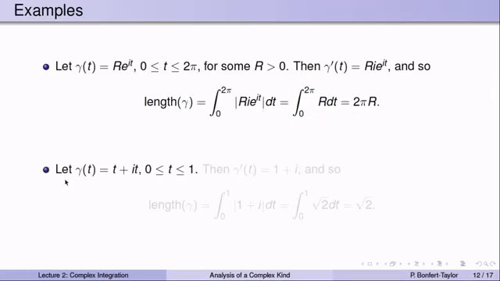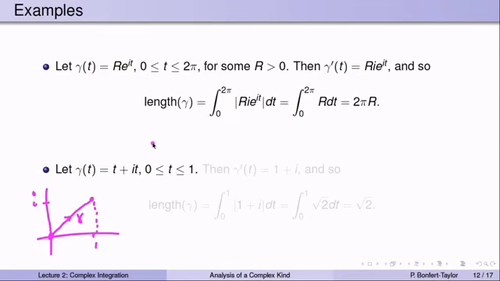Let's look at another example. Let gamma of t be the curve t plus it. We looked at this curve before. Here's what it looks like. When t is equal to 0, it's at the origin. When t is equal to 1, it is at 1 plus i. And in between, it goes linearly. So here's my curve gamma, and I want to find out how long it is. Again, by looking at this picture, I can calculate its length because it is the hypotenuse of a triangle. Both of its legs have length 1, so the hypotenuse has length square root of 2.